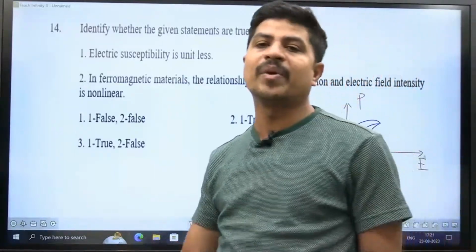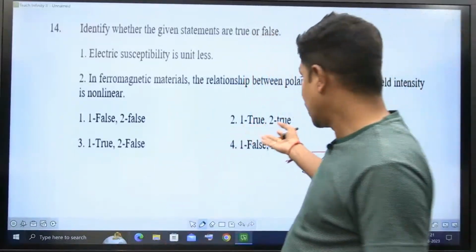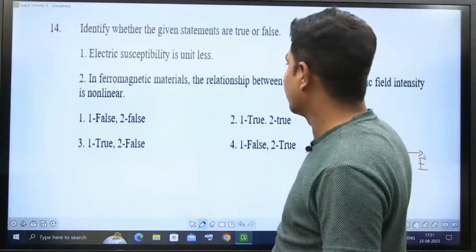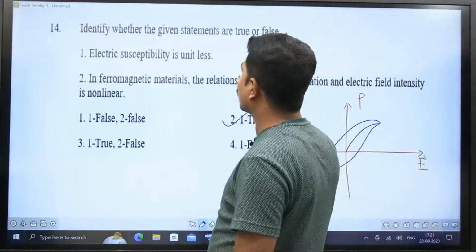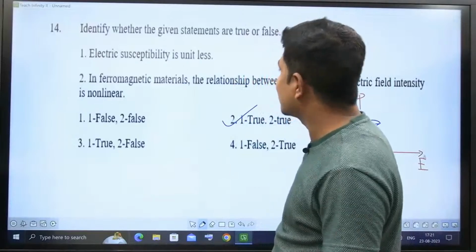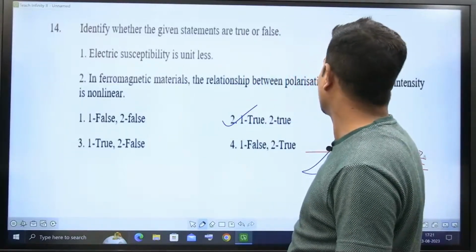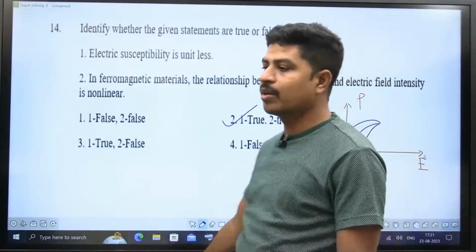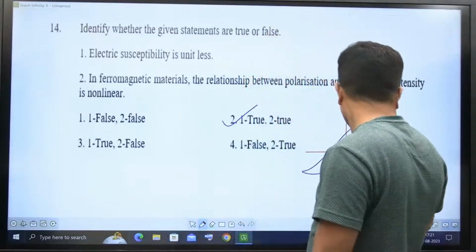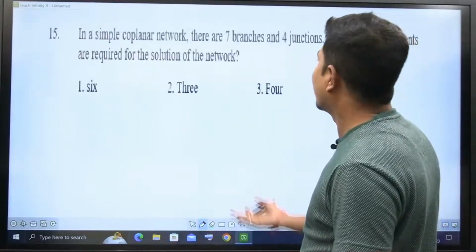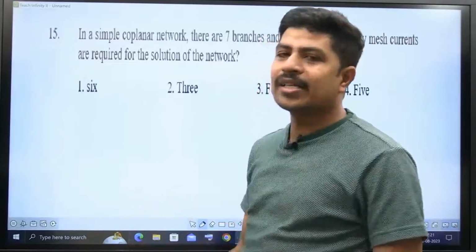what we get for a magnetic material. Sorry, this is for electric material, polarization versus electric field intensity. Both are true. Electric susceptibility is unitless, and in ferromagnetic materials the relationship between polarization and electric field intensity is non-linear. 1 and 2 both are true. Next question. This is one of the direct and simple questions.